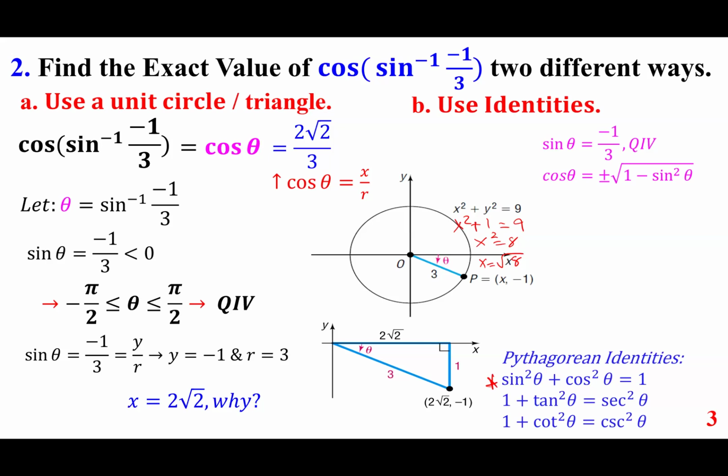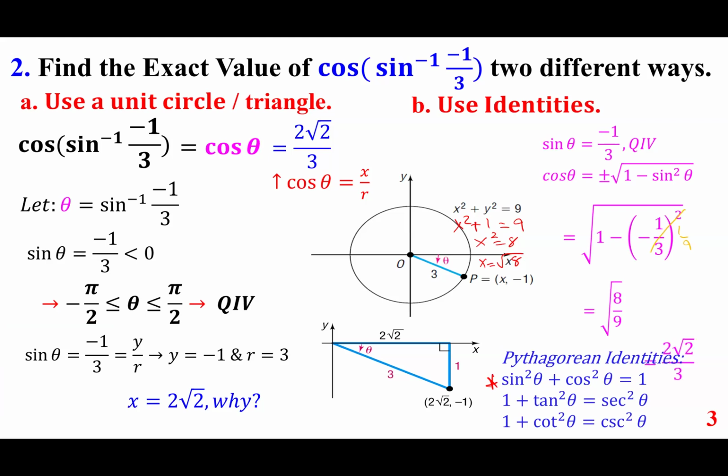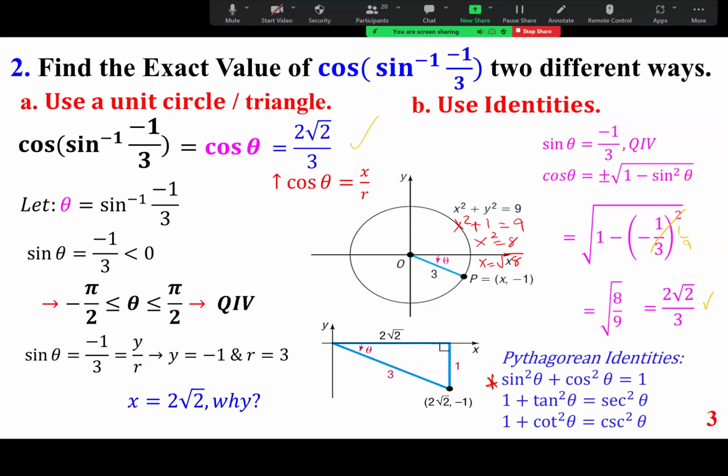Plug in. So negative 1/3 to the power of 2 is positive 1/9. 1 minus that is 8/9. So square root of 8/9. You take the square root from the top, you get 2 square root of 2, and the bottom you get 3. And that's exactly what we have here. Okay, so we get to the same answer as expected.